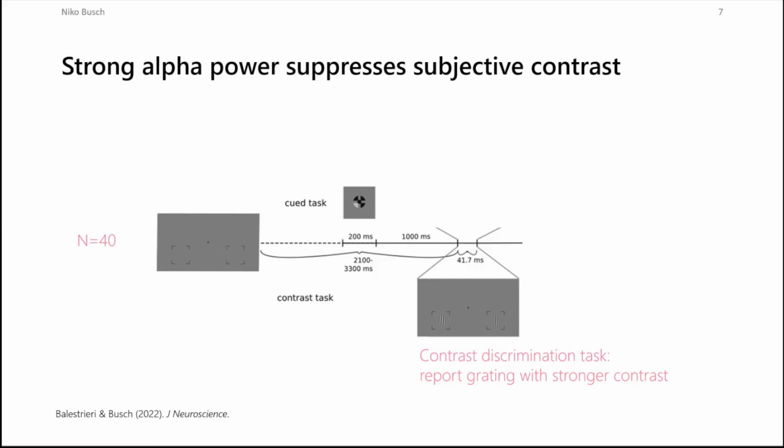The trial starts, people are fixating in the center. And there are these two potentially relevant stimulus locations. There are two kinds of tasks that people do on different trials. In the contrast discrimination task, they fixate in the center and we present Gabor patches, left and right. And the task is to report which of these stimuli has the strongest contrast. And across different trials, we manipulated the actual physical contrast difference between the stimuli.